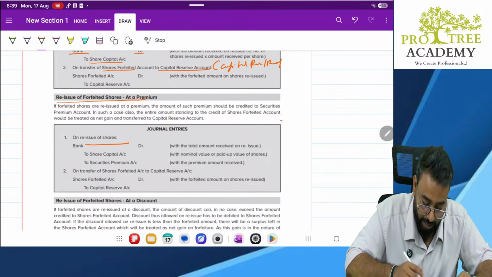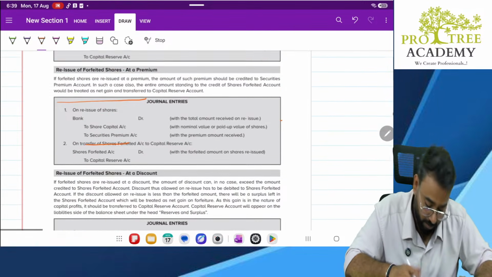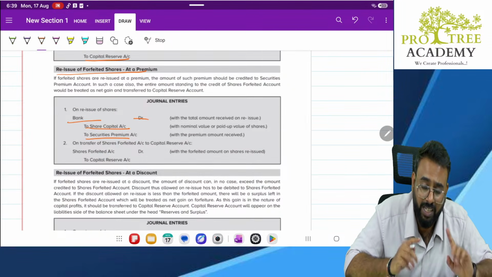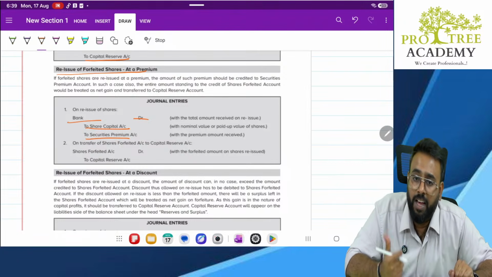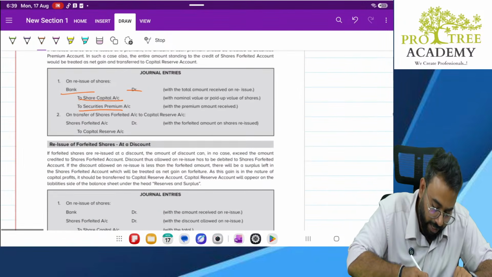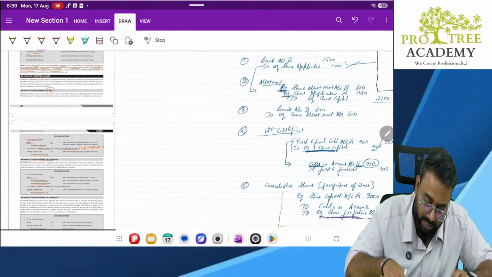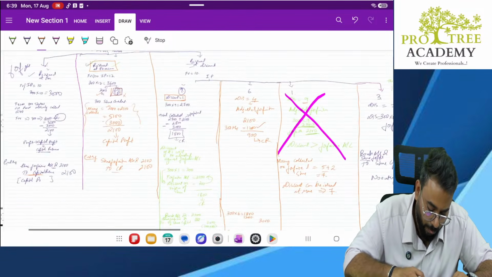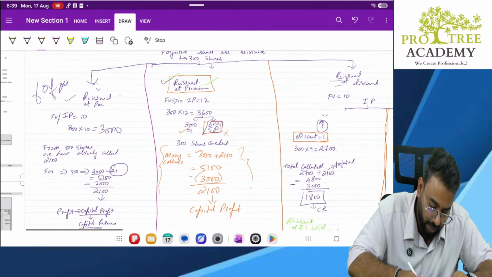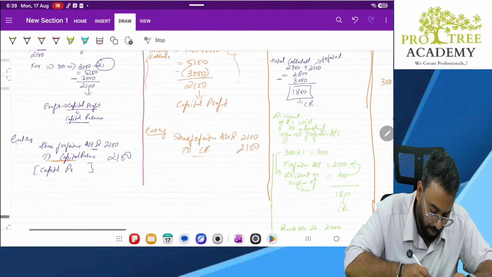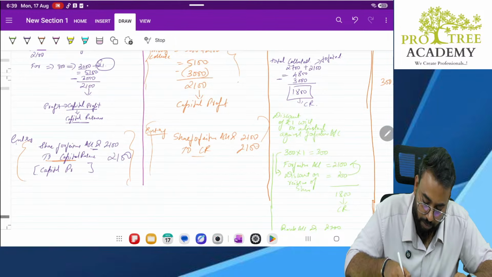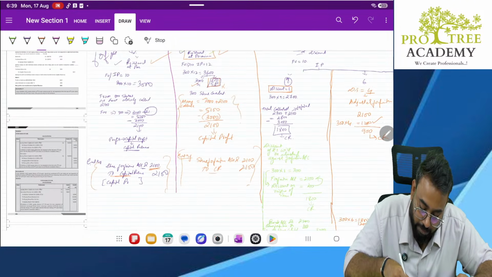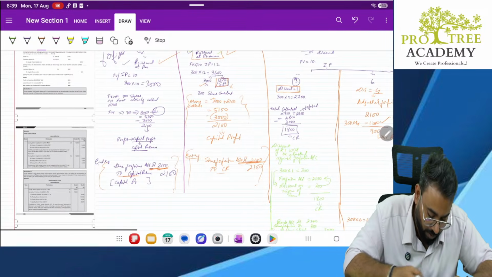If you are forfeiting and reissuing at a premium, then the same entry: bank account debit, share capital will come. Here, securities premium account will come because we are reissuing the shares at a premium. Clear? Here, the entry remains the same. See, all this is discussed up here. Nothing new. These are the entries: reissued at par, reissued at premium. You will pass the share forfeiture to capital reserve. No change. Here also the amount remains the same. Clear?